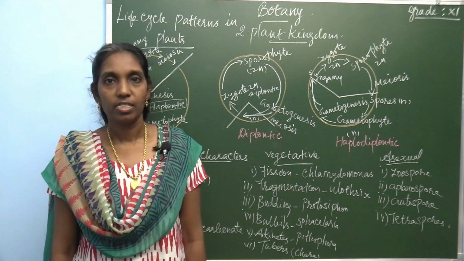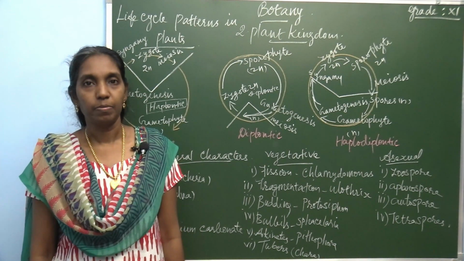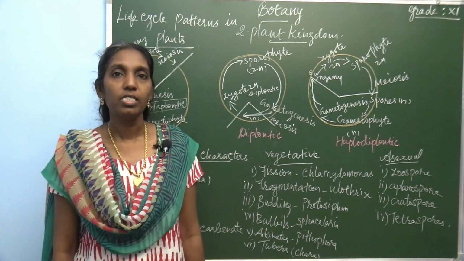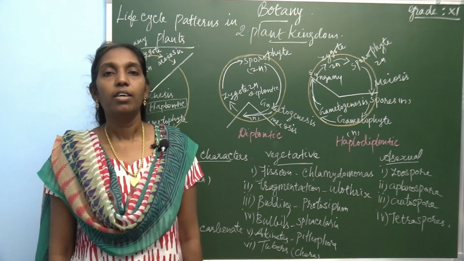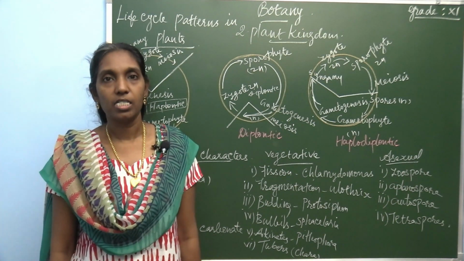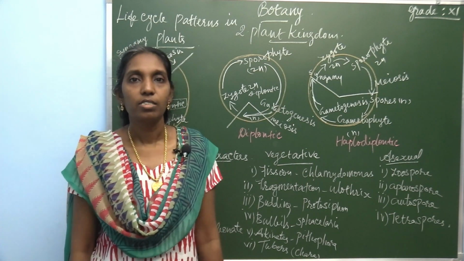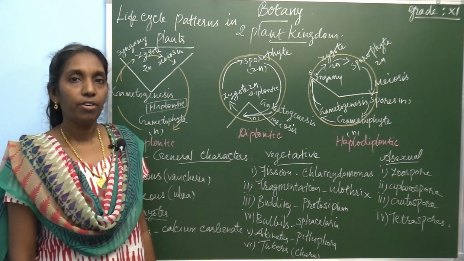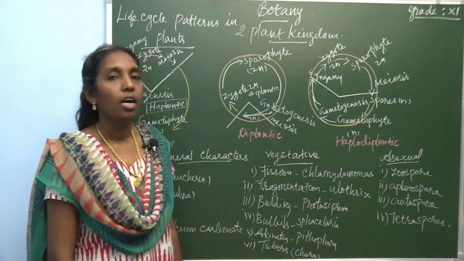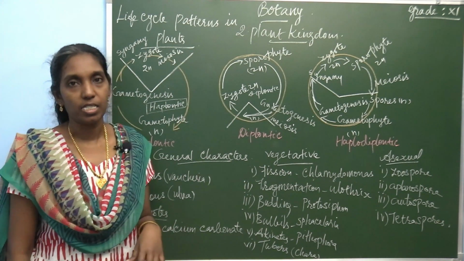Welcome to botany class. Let's move to the second chapter, plant kingdom. Here you are going to learn different kinds of plants: algae, bryophytes, pteridophytes, gymnosperms and angiosperms. Before that, you are going to learn life cycle patterns in plants.